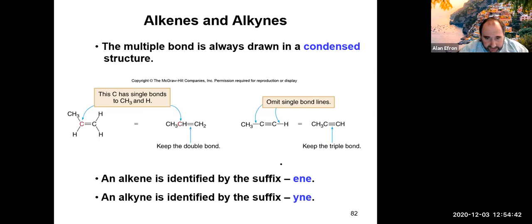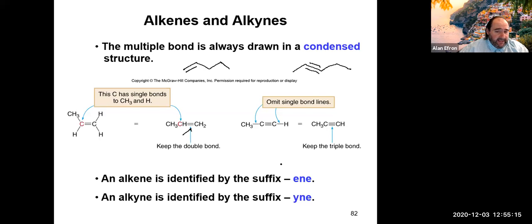The multiple bond is always drawn in a condensed structure. So as you can see here, you do have your double bond drawn in. Also drawn in line structure as well. So we would have a double bond drawn in like that. You could even have a triple bond drawn in like that. We name it ENE and YNE.